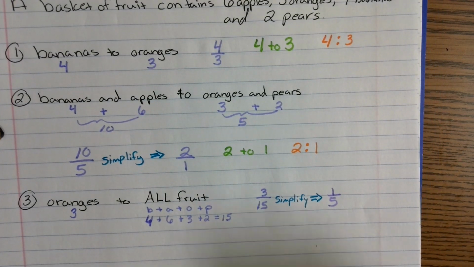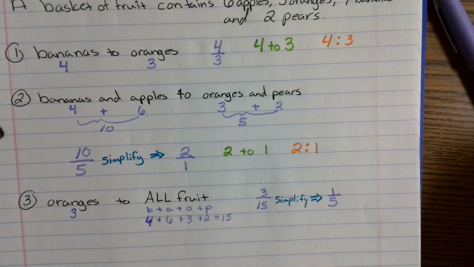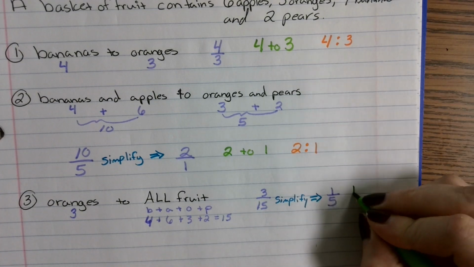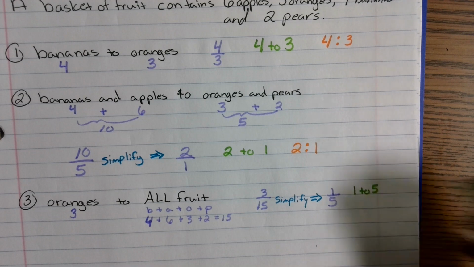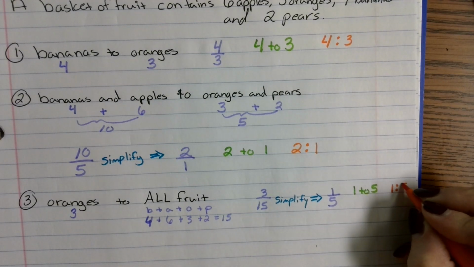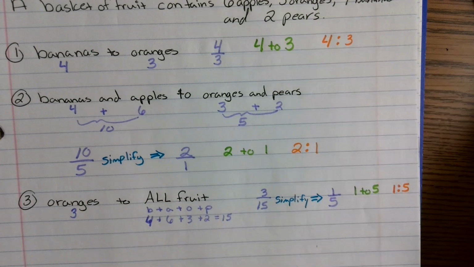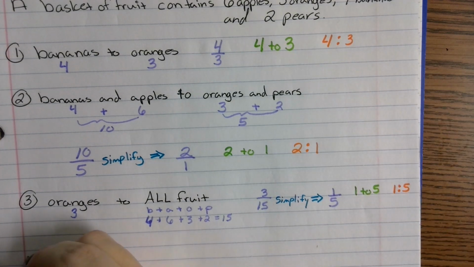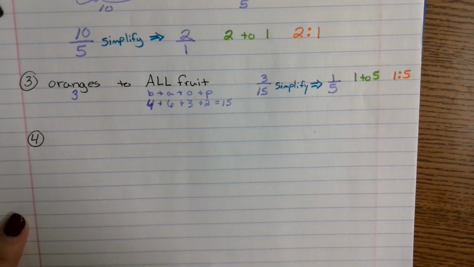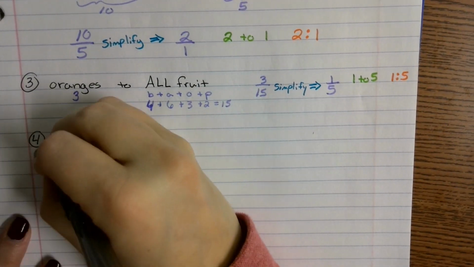You're a little off today. 1 over 5. Then you would write it as another format. 1 to 5. Write it in the third format. 1 colon 5. Try another one. Forget the orange, the fruit, okay? Forget all the fruit.